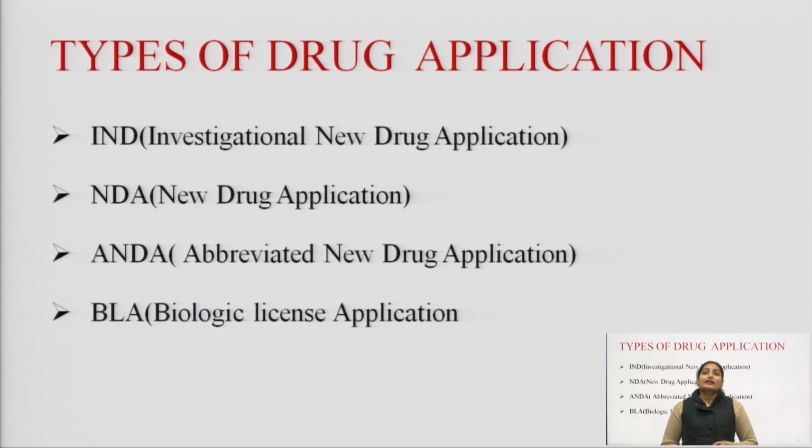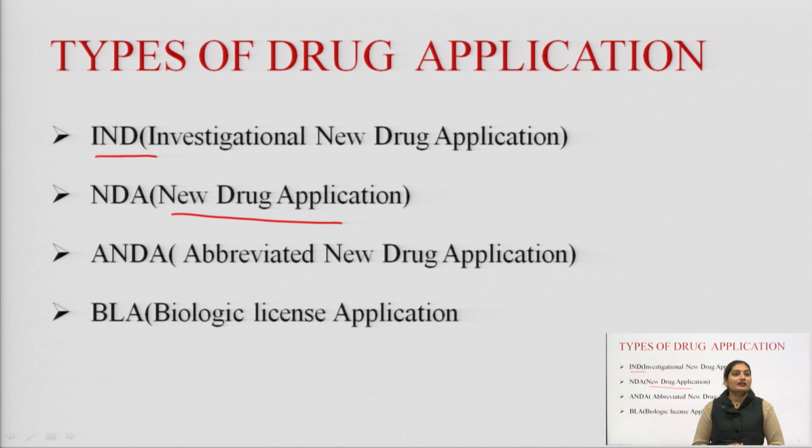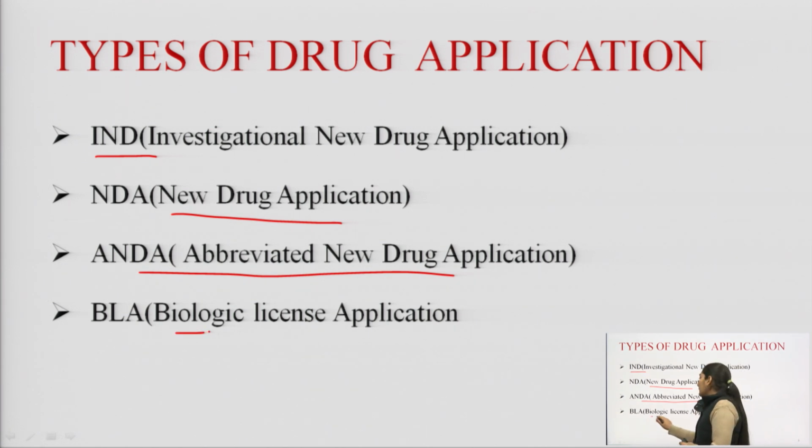Now, coming to the types of drug application. See, there are 4 different types of drug application. First is IND. What is IND? Investigational new drug application. Next is NDA. NDA is what? New drug application. Third one is ANDA. What is ANDA? Abbreviated new drug application. Last one is the BLA. It is the biologic license application.